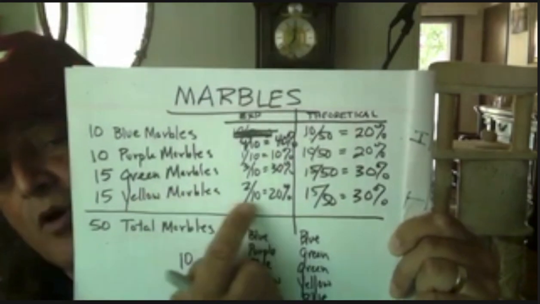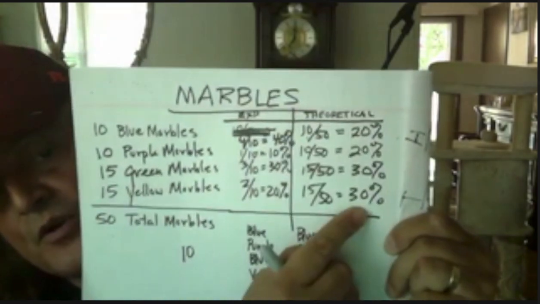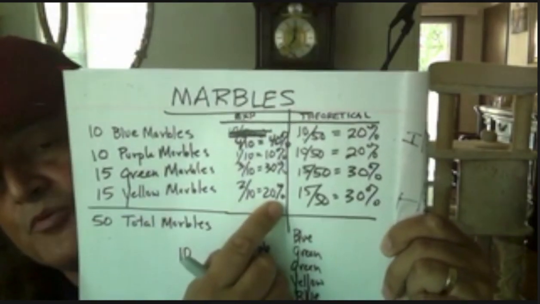And the last one was yellow marbles. We thought it was going to be 15 out of 50 or 30%. The theory was 30%. It was only 2 out of 10 times, or 20%.